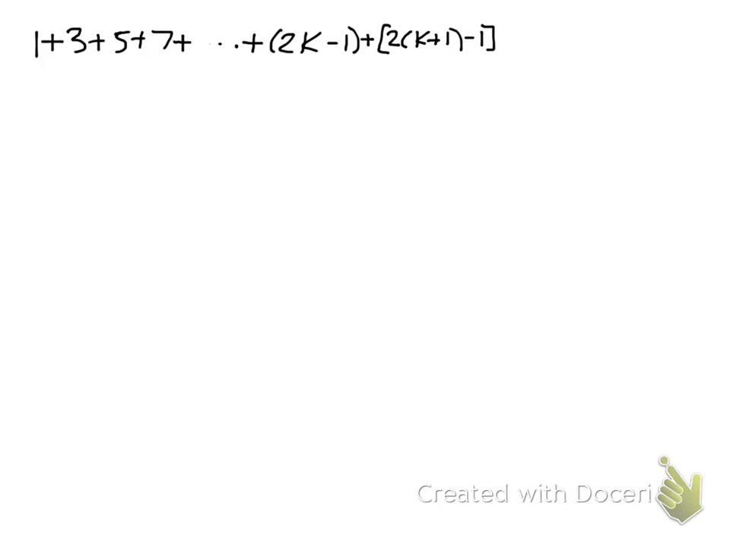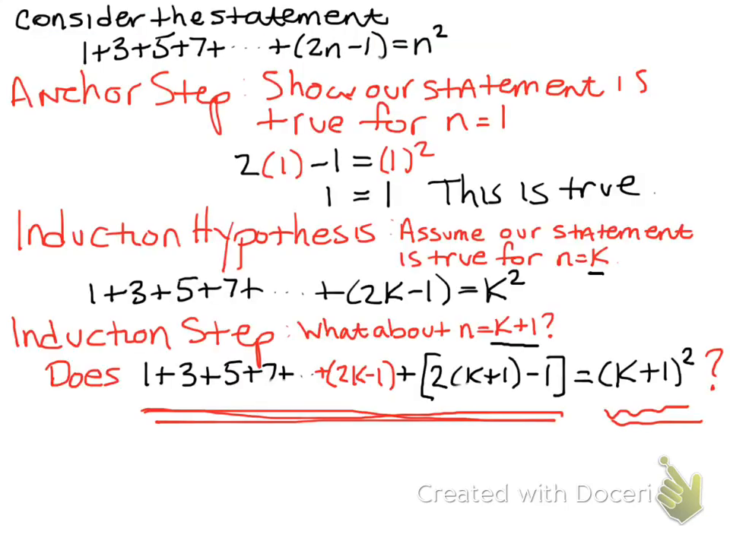So first we write the left side of the problem. I want to know what this equals. So what's interesting here is I'm starting adding at 1 all the way up until 2k minus 1 and then plus that next term in line. So if you look at this part of the problem, from the 1 all the way up to 2k minus 1, that should look familiar. That is exactly what we have written in our induction hypothesis.